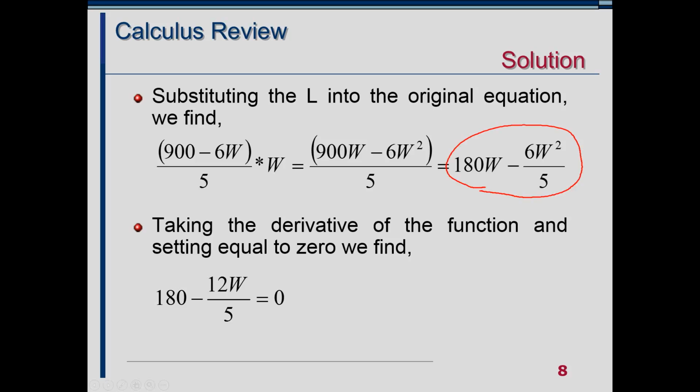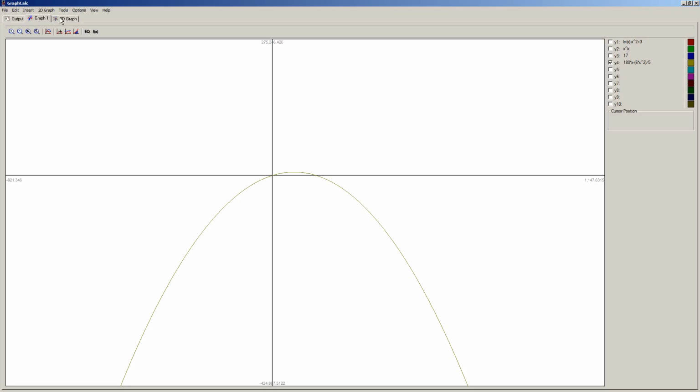So we can see that this is a quadratic equation. So I'm going to bring this up in this software called GraphCalc. There's all kinds of graphing calculator software out there. But as you can see, this is the equation. It has this parabola shape, inverse. So we can see this has a maximum point. So I'm just going to zoom in on this.